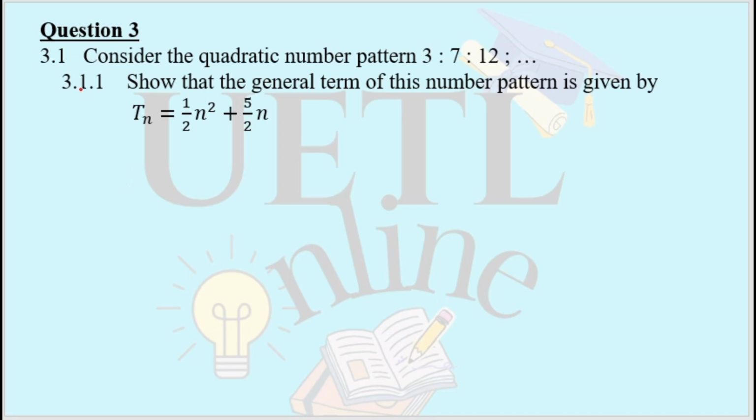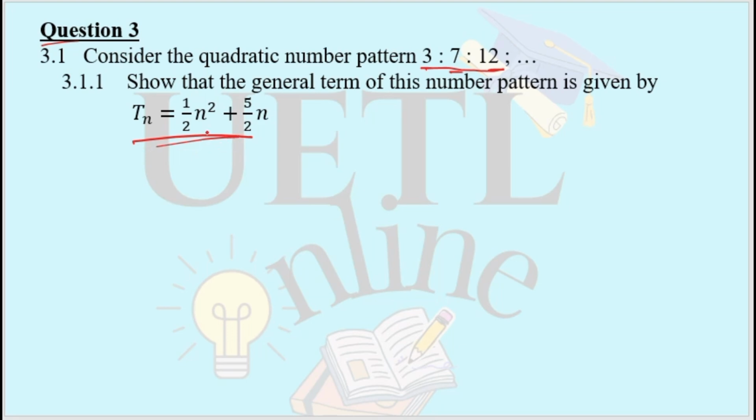Here we have our question 3. It is a quadratic number pattern, which says: consider a quadratic number pattern 3, 7, 12. Show that the general term of this number pattern is given by Tn equals half n squared plus 5 over 2 n. The first thing we are going to do is solve to find the quadratic and match it with this one.